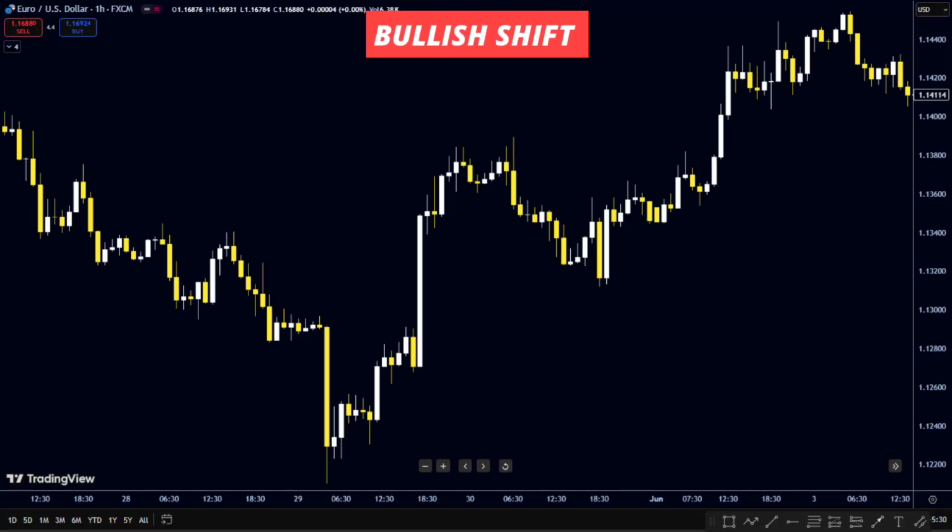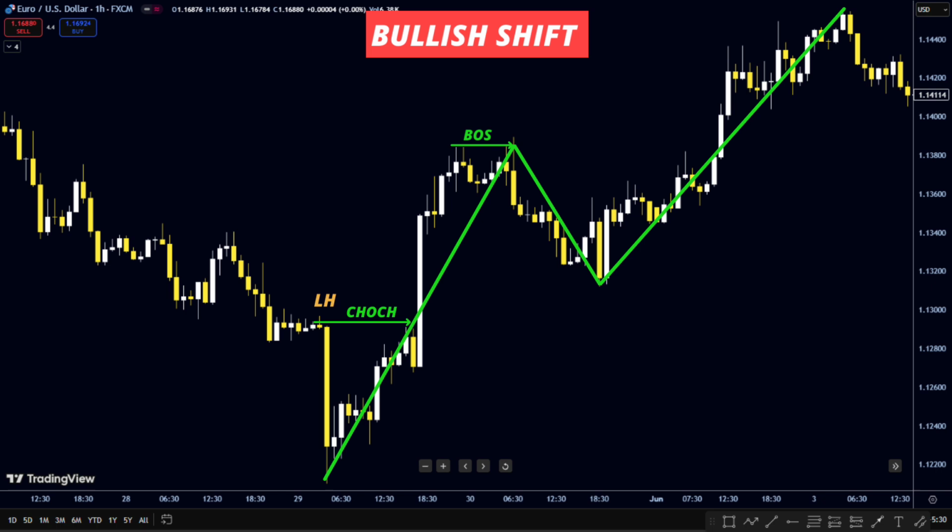Bullish shift example. The market is in a downtrend. You see lower highs and lower lows. Suddenly, price breaks above a previous lower high. That's your bullish change of character. Then price forms a higher low and breaks to a new high. Now that's your bullish break of structure. Now structure has flipped. The downtrend is over, and you're in a new uptrend. That's your signal to look for bullish setups.